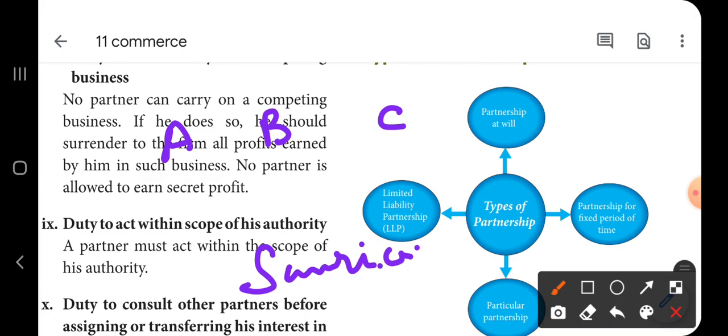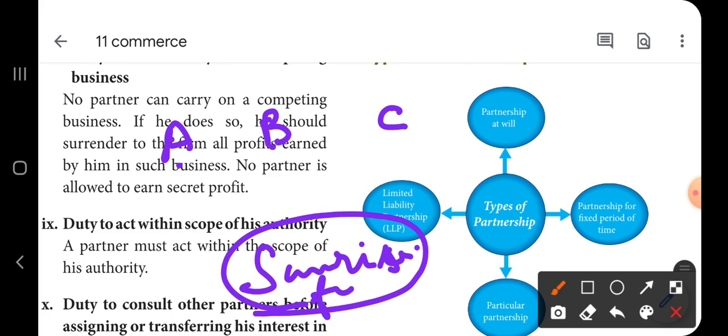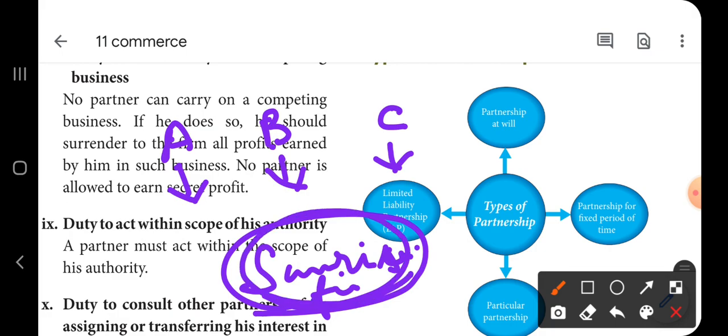Okay, Sunrise Company. Now this, the name under which A, B and C are doing the business, we call it as a partnership firm. Now individually A, individually B and individually C is called a partner. Hope you understood the difference. Collectively we call it a firm and individually we call them partners.